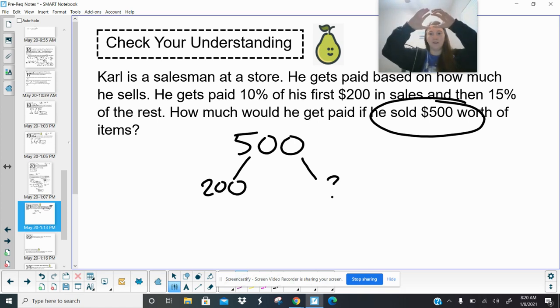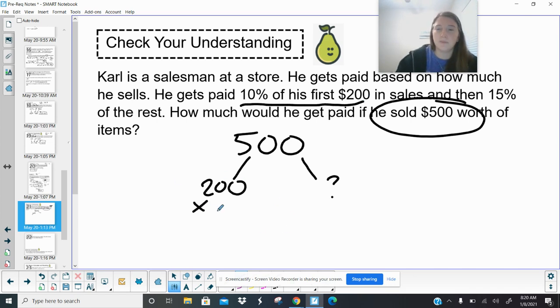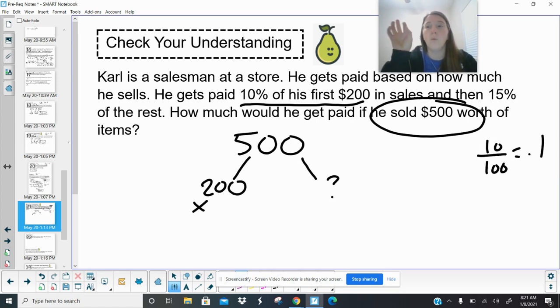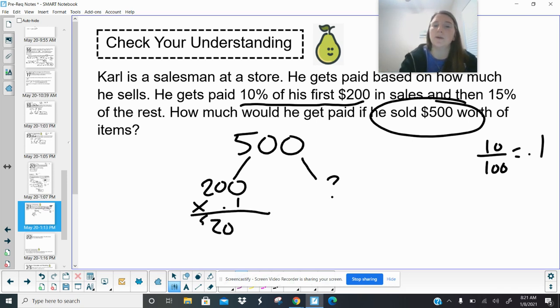If I'm splitting up 500, there's 200. He also gets 15% of the rest. What's left over? Go ahead and try this. It's done the exact same way as the last one. Okay, so 10% of his first 200. So I'm taking 10% of 200. Again, I'll do this a couple more times, and then eventually I'm just going to expect you to know what I'm doing to get the decimal. That's 0.1. This ends up being 20 bucks. So he's going to get paid 20 bucks because he sold $200 worth of stuff.